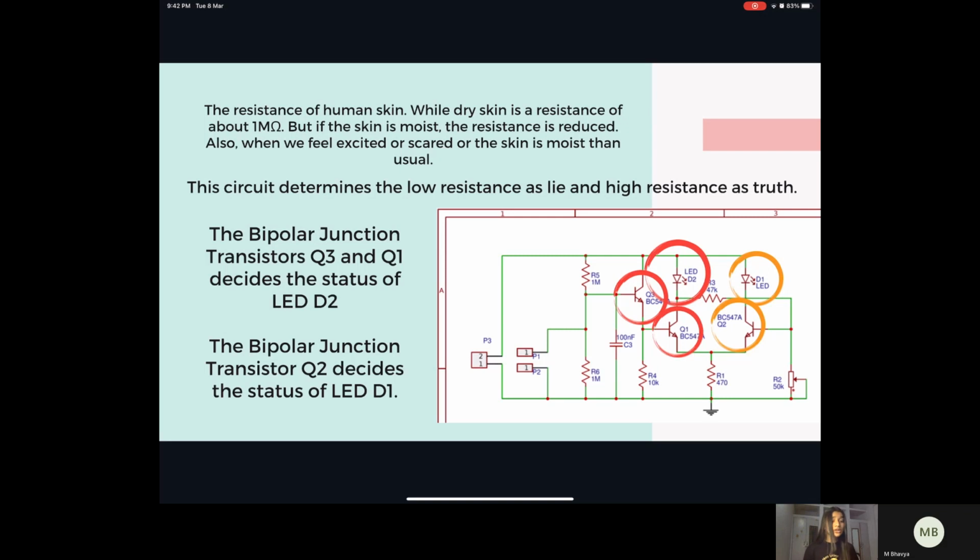Now moving on to the further components of this circuit, we have bipolar junction transistors Q3 and Q1 which decide the status of LED diode D2. Whether it is in on state or off state is determined by these two transistors. Secondly, the bipolar junction transistor Q2 decides the status of the LED bulb D1.